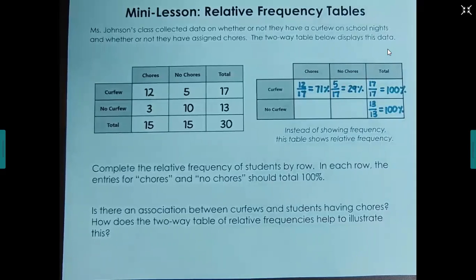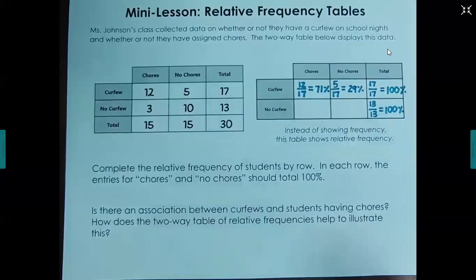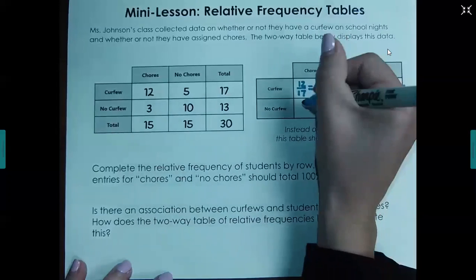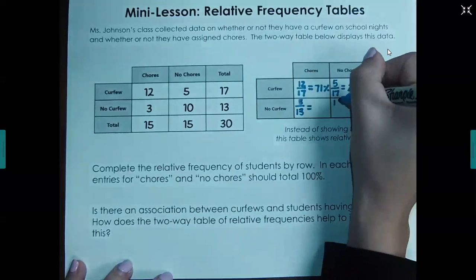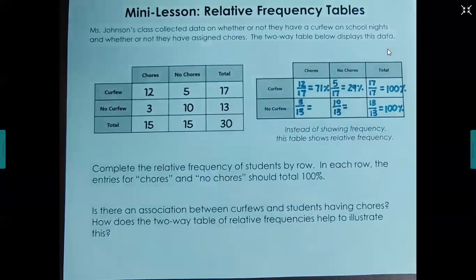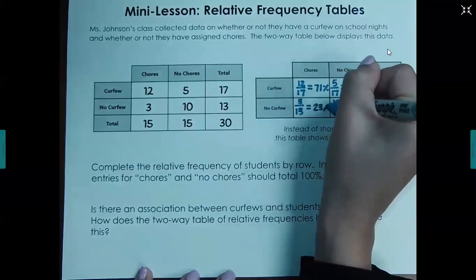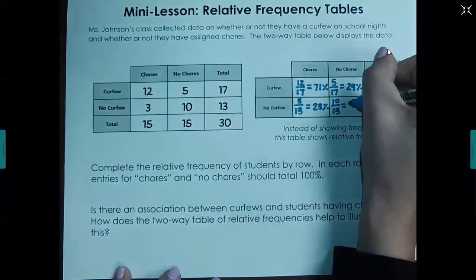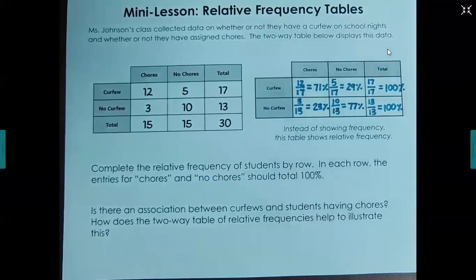We're going to do the same process as we make a relative frequency table for our no curfew. So remember, in this case, there's 13 students that do not have a curfew. So 3 of the 13 experience chores, and 10 of the 13 do not have chores or a curfew. Again, we're going to use our calculator to help us find that percentage. So I'm seeing that it's about 23%, which tells me that about 77% have no chores and no curfew.